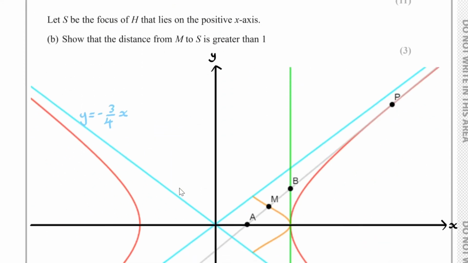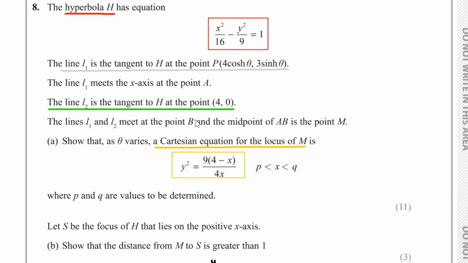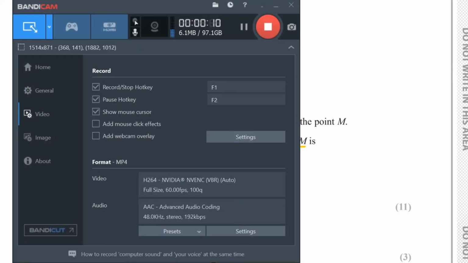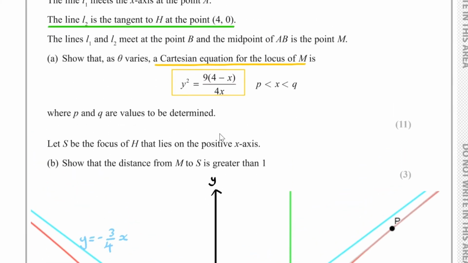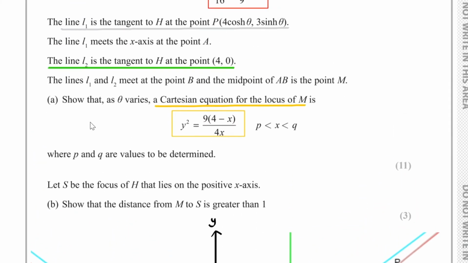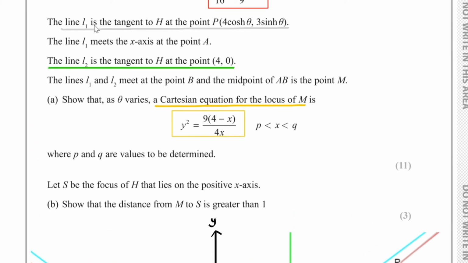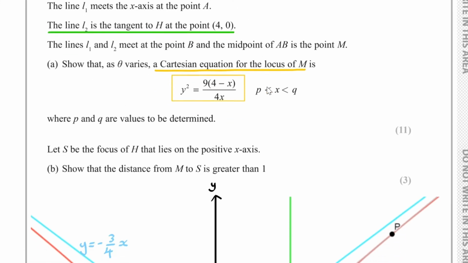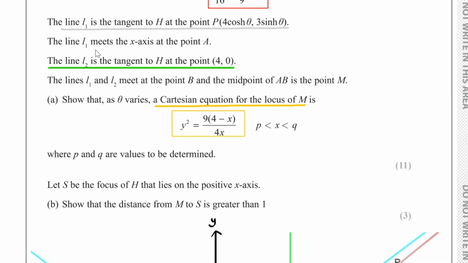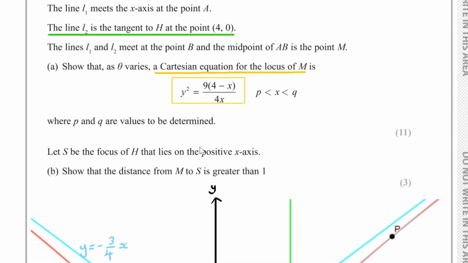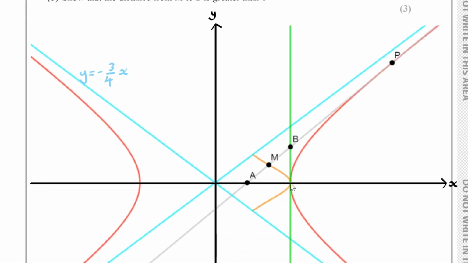Okay, so I've drawn out that diagram that I showed you in that quick animation. Let's just talk through everything once again, just to make sure that we can clarify everything. We've got our hyperbola H, that's shown in red. And we have this point P over here somewhere on the curve. And we've got the line L1, which is a tangent to H at the point P. We see that in grey over here. We see that L1 meets the x-axis at the point A. L2 is a tangent to H at the point (4, 0). So here is the point (4, 0).